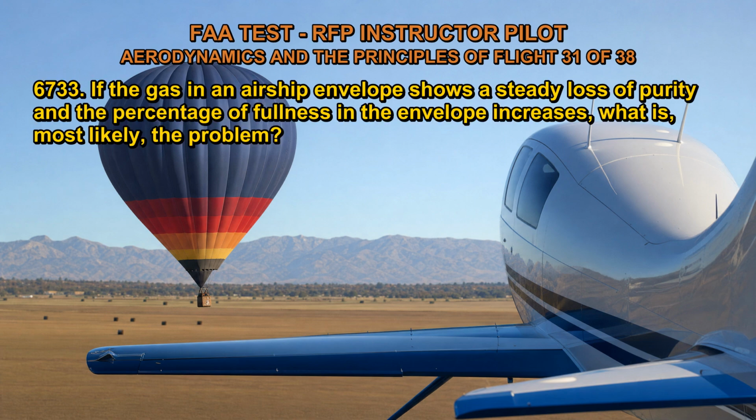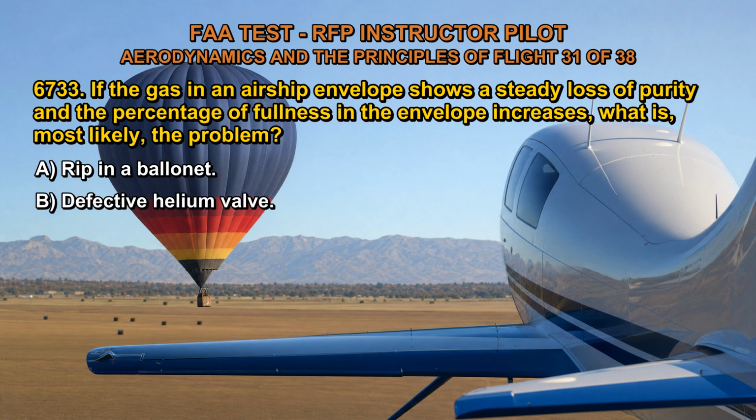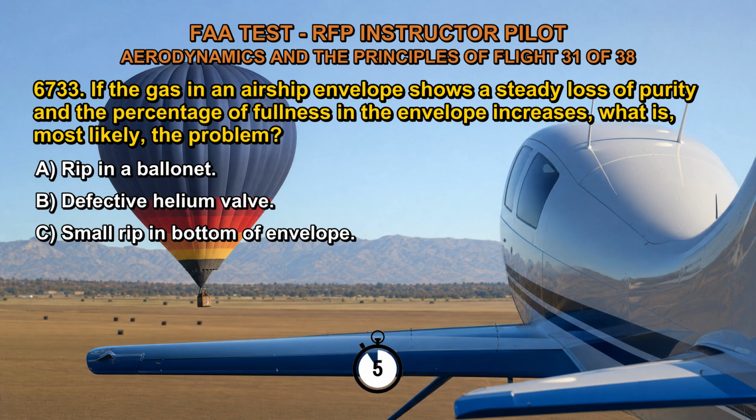6733. If the gas in an airship envelope shows a steady loss of purity and the percentage of fullness in the envelope increases, what is, most likely, the problem? A. Rip in a ballonet. B. Defective helium valve. C. Small rip in bottom of envelope. The correct answer is A.